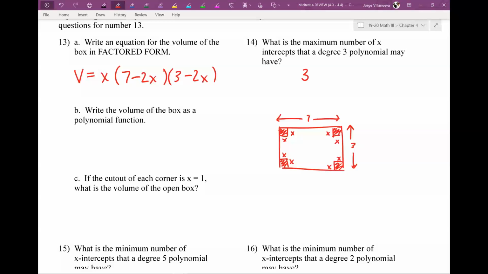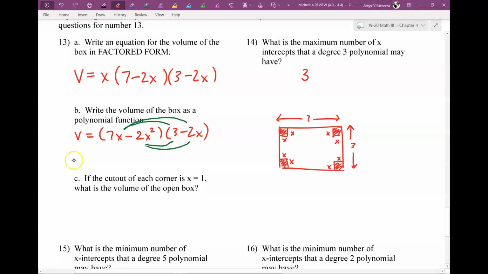Part B says write the volume as a polynomial function. In other words, distribute everything. Okay, distribute all of it. So you're going to want to distribute this in here first. So let's do that. Volume equals 7x minus 2x squared times 3 minus 2x. And then you're going to want to distribute what you have, okay, right there using your FOIL method. Okay, so distribute these first and then those after.